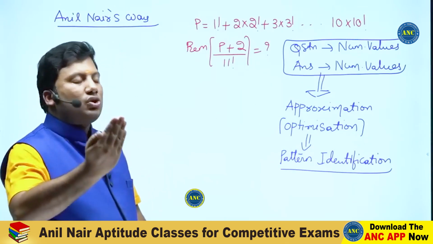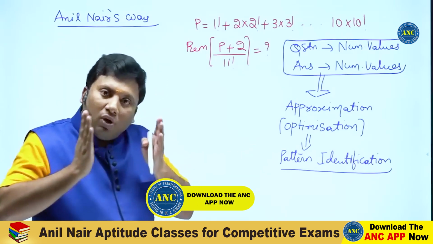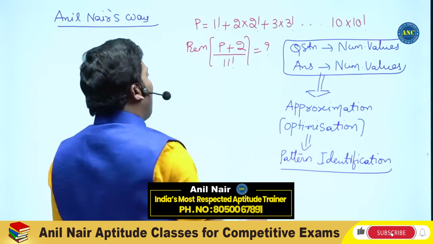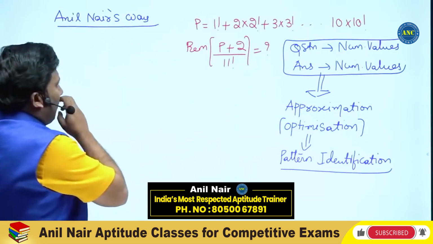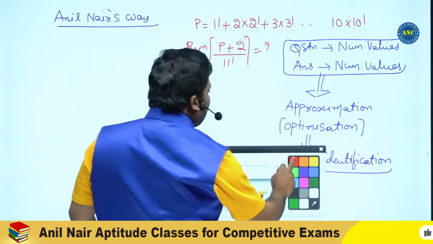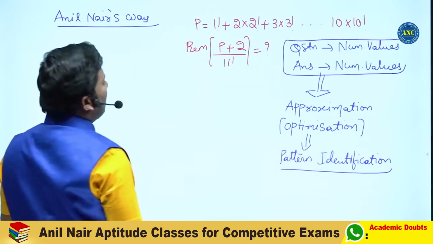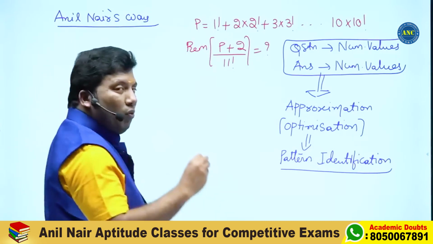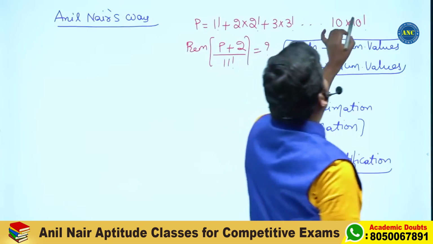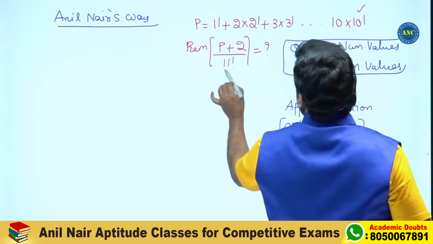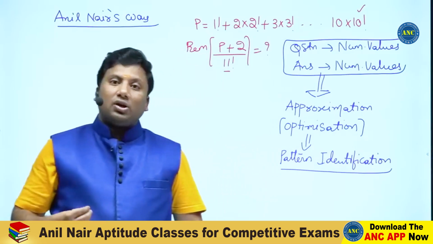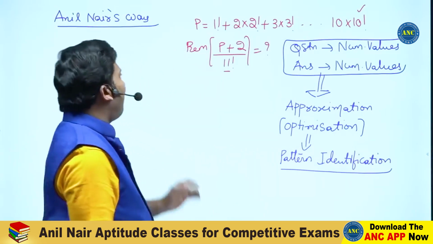One of the ways to solve a problem, it is not the only way, is the approximation method. What is the approximation method? Now listen carefully. 1 factorial plus 2 into 2 factorial. The first thing I asked myself: it is ending with 10 factorial, and the denominator is 11 factorial.